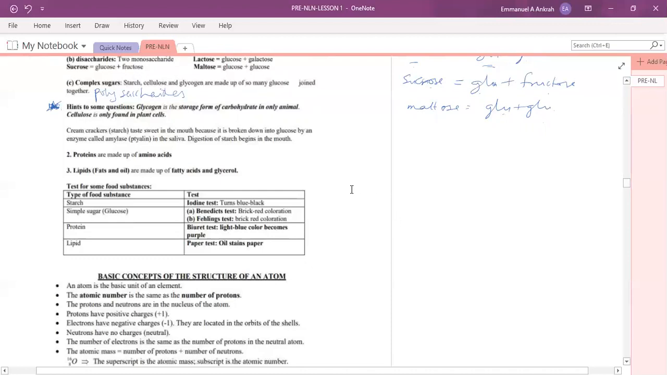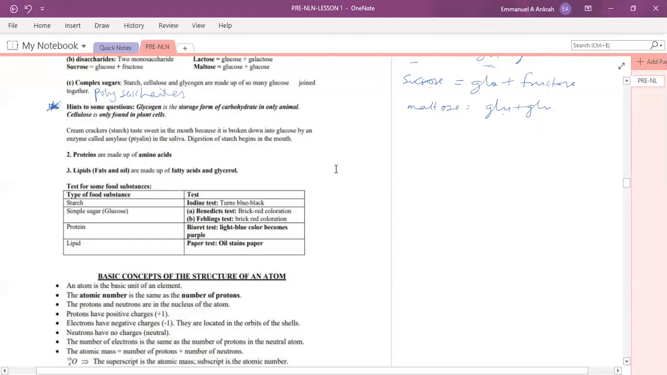The other thing that you have to know before I come to the proteins is how to test for some of the food substances, so how to test for the sugars. I put it together in table form. Starch: how do you test for starch? You do what we call the iodine test. If you add starch to iodine, the color turns blue-black. That'll be the test for starch.